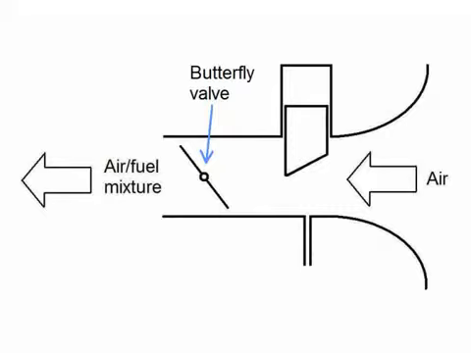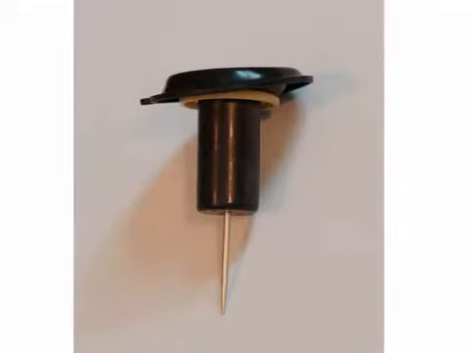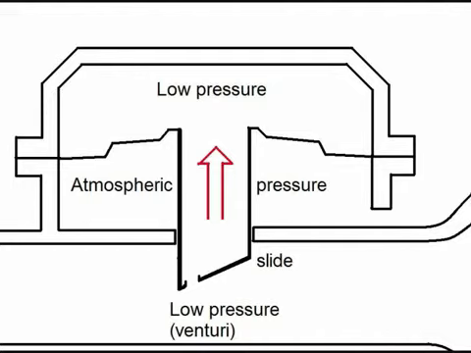But how does this slide adjust itself? It does through a membrane situated at its top. As the pressure in the Venturi gets lower, so does the pressure above the membrane of the slide, causing it to pull the slide upwards.